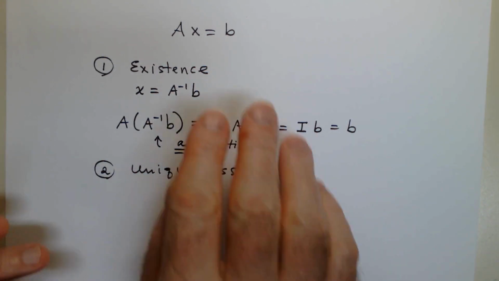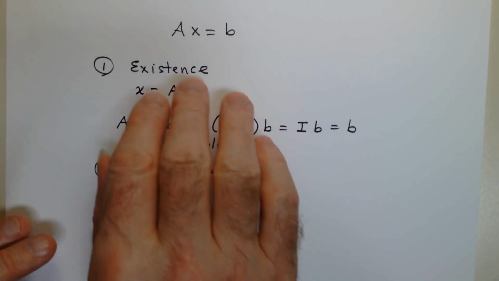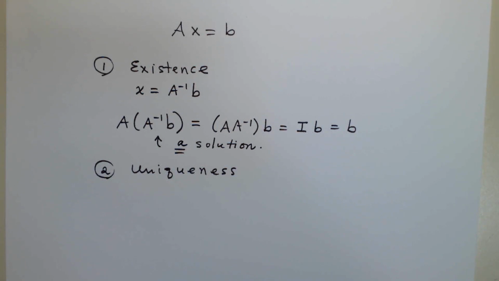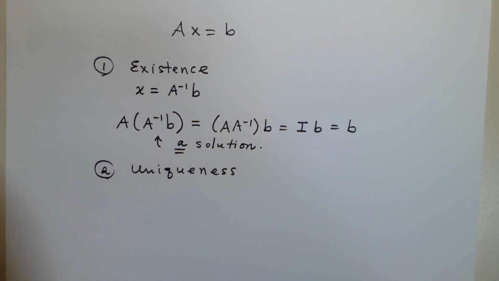Now we know when we study systems of equations that it's possible that there are no solutions. It's possible that there is a unique solution, or it's possible that there are infinitely many solutions. So all we've demonstrated so far is that there is a solution, that this system of equations is consistent. Now we have to show that this solution is unique.